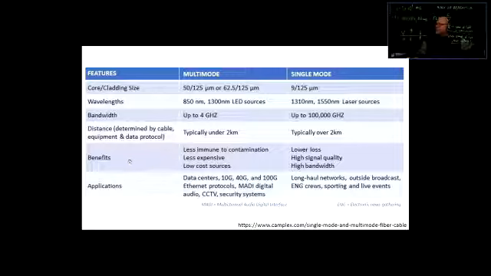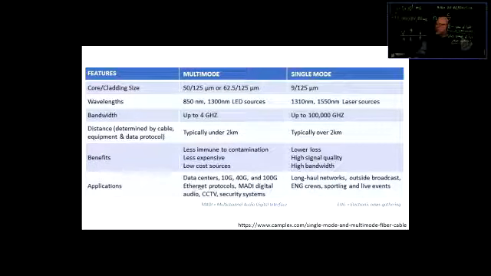Benefits of that. Multi-mode is less sensitive to contamination, because we're not going as microscopic as with single mode. It's also less expensive to produce the links, and it uses lower cost equipment. Single mode has much lower loss, high signal quality, and higher bandwidth, which we just talked about.